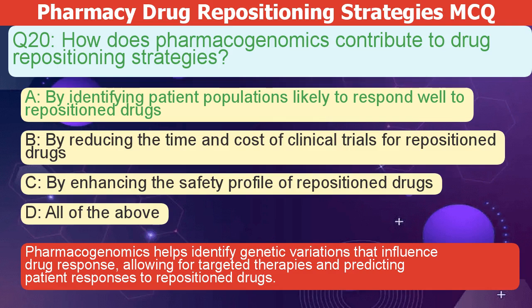The correct answer is A. Pharmacogenomics helps identify genetic variations that influence drug response, allowing for targeted therapies and predicting patient responses to repositioned drugs.